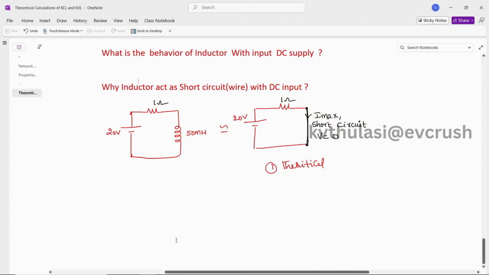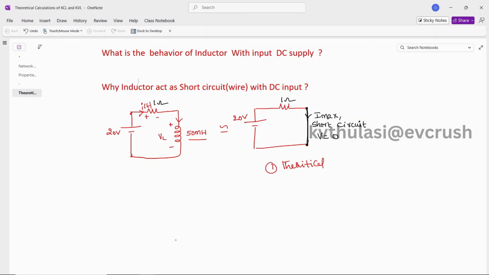So see here. The first question is, what is the behavior of the inductor with DC input? I had taken an inductor with a rating of 50 millihenry, and I am applying a voltage of 20 volts. I am having a resistor in series. The current starts flowing as i(t), with positive polarity as well as negative polarity. The current also flows into the inductor with positive polarity and negative polarity, and the voltage at the inductor is VL.